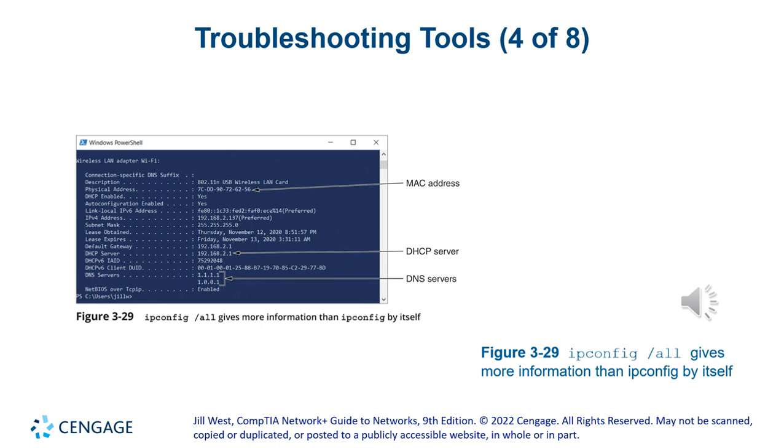So that's not even 24 hours, because the lease started at 8:51 p.m. and it expires at 3:30 a.m. on the following day. So it's less than 24 hours. Anyway, so your default gateway is 2.1, your DHCP server is 2.1.